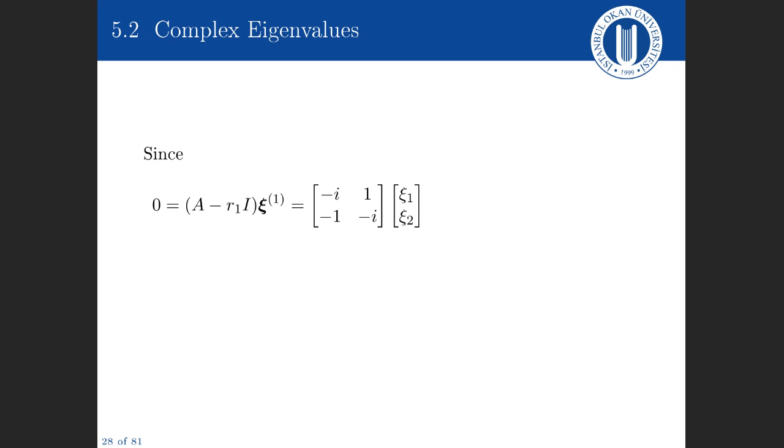We need an eigenvector corresponding to r1. So we do our calculation. We find that we must have minus i xi1 plus xi2 is equal to 0, and minus xi1 minus i xi2 is equal to 0. These two equations are the same, if you remember that i squared is equal to minus 1. The top equation is just the bottom equation multiplied by i. We can choose any vector which satisfies these equations. I like easy vectors, easy functions, so I'm going to choose the vector (1, i).